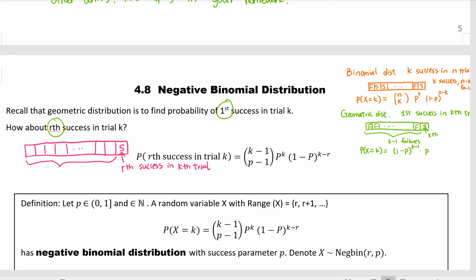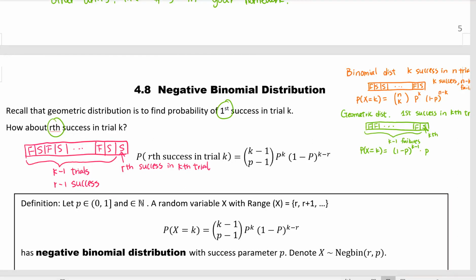First of all, how many previous trials are there? The last one is the K-th trial, so for the previous ones we have K minus 1 trials. And how many successes are there? The last success is the R-th one. So in the K minus 1 previous trials, we have R minus 1 successes. Does that look like the binomial distribution? We have K minus 1 trials, and we want to fill them with R minus 1 successes, and the rest are failures.